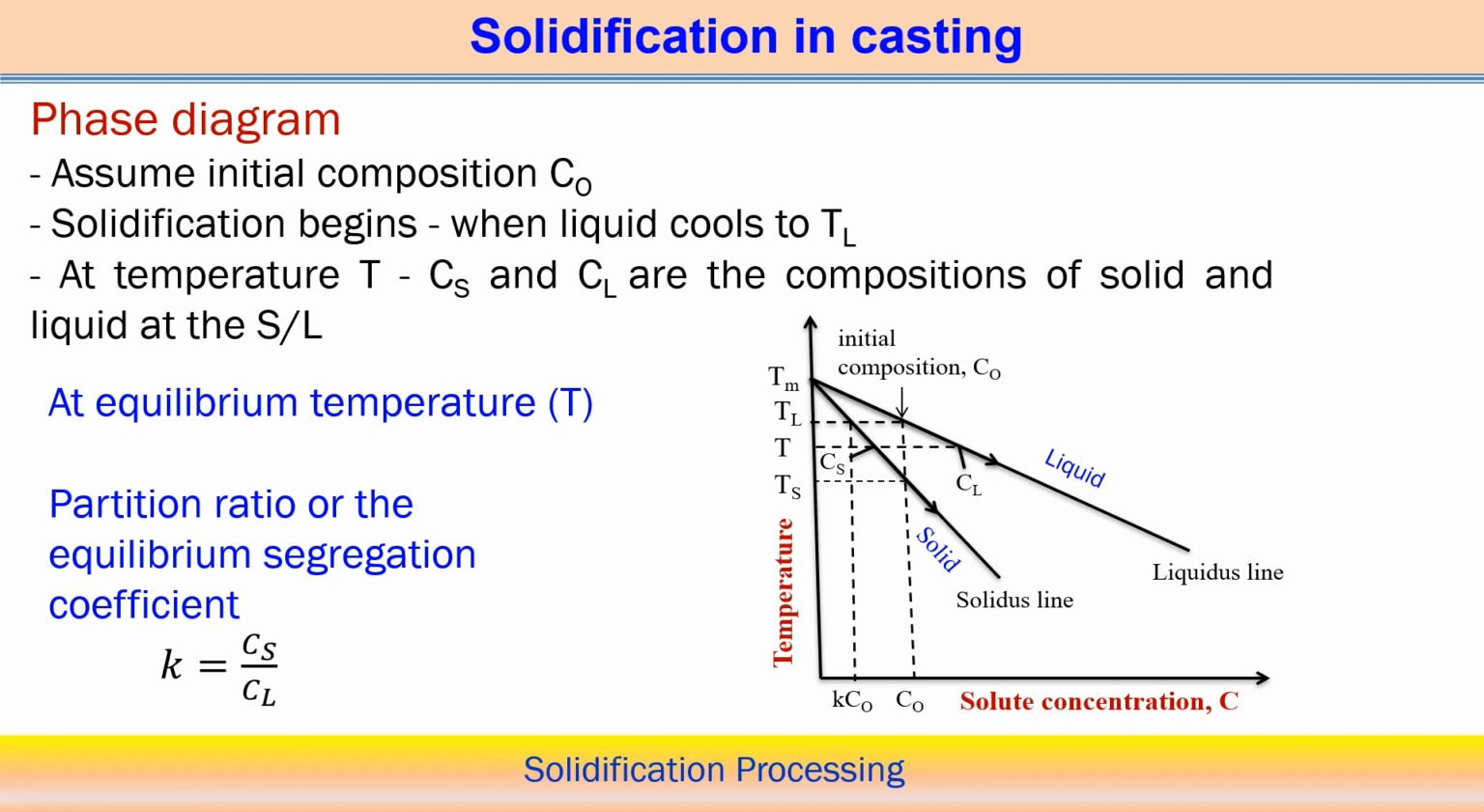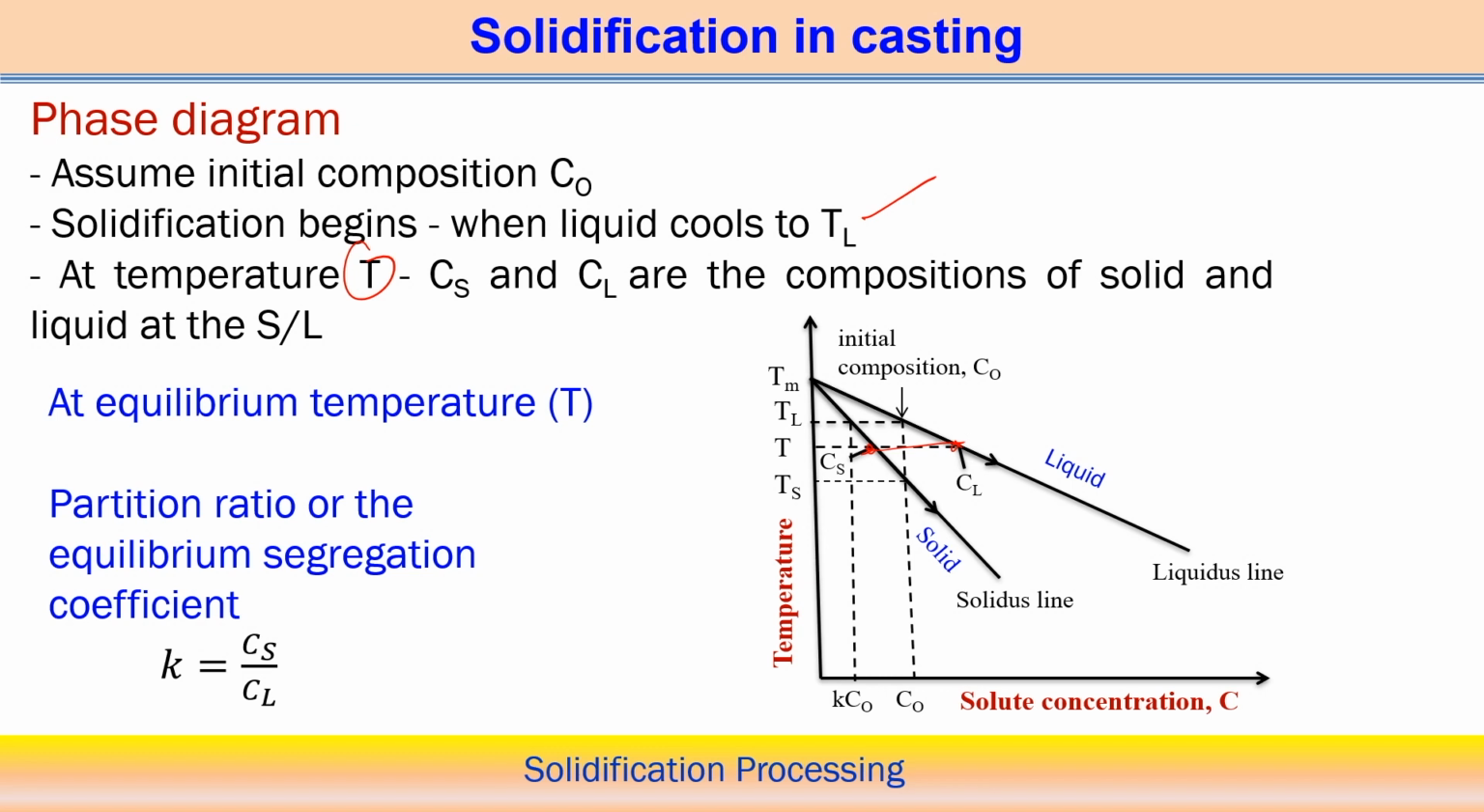Now further we can study this diagram and look into how we can utilize the phase diagram to find out the interface stability conditions also. In the phase diagram, we assume the initial composition C0. Solidification starts at temperature TL. At any particular temperature T, we can see Cs and Cl are the compositions of the solid and the liquid, and that happens at the solid-liquid interface. At any equilibrium temperature T, Cl and Cs are the compositions of the liquid and solid.